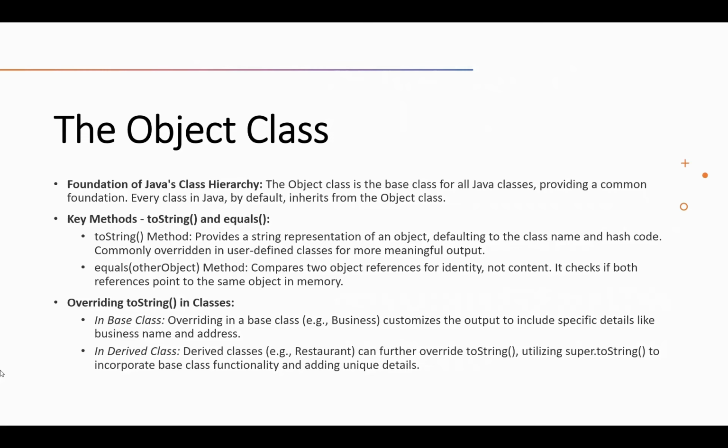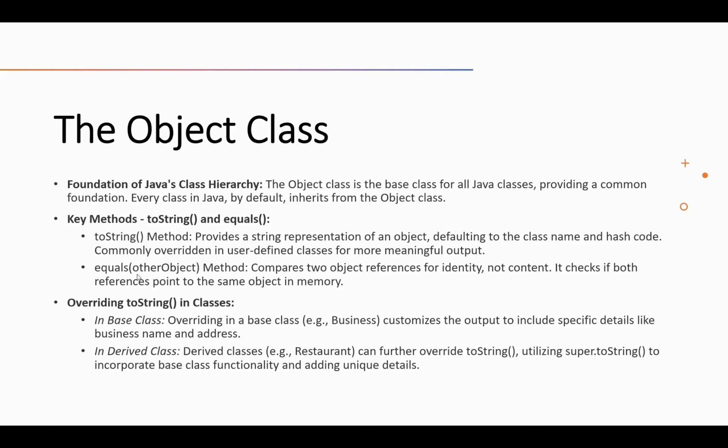And the equals method is a bit like asking, are you and I the same person? By default, the equals method checks if two references point to the exact same object. It's not about comparing contents or states. It's about comparing addresses in memory.